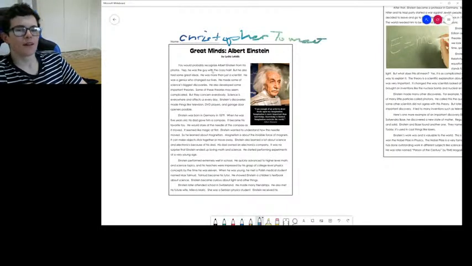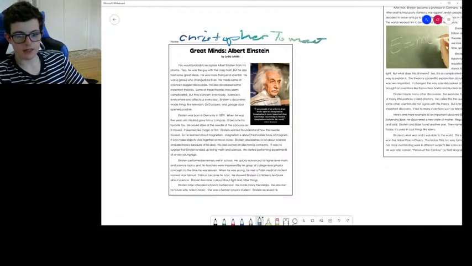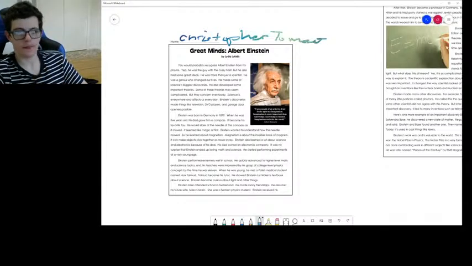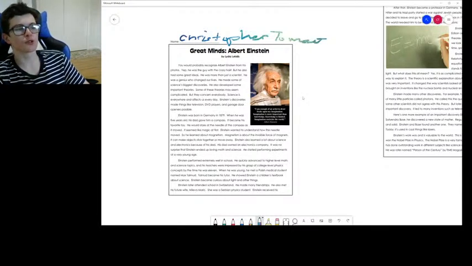You would probably recognize Albert Einstein from his photos. Yep, he was the guy with crazy hair. But he also had some great ideas. He was more than just a scientist. He was a genius who changed our lives. He made some of science's biggest discoveries. He also developed some of the most important theories. Some of these theories may seem complicated, but they concern every single person. Science is everywhere and affects us every day. Einstein's discoveries made things like television, DVD players, and garage door openers possible.